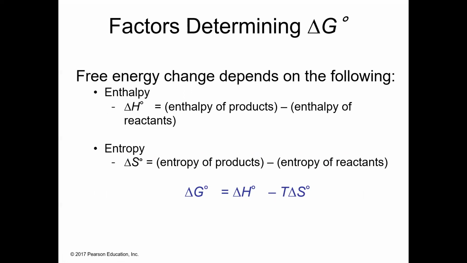Free energy determines whether a reaction is spontaneous. If delta G is negative, then it's spontaneous. If it's positive, then it's not. There are actually two factors that go into delta G. There's enthalpy and there's entropy. And this is the relationship: delta G equals delta H minus T delta S.